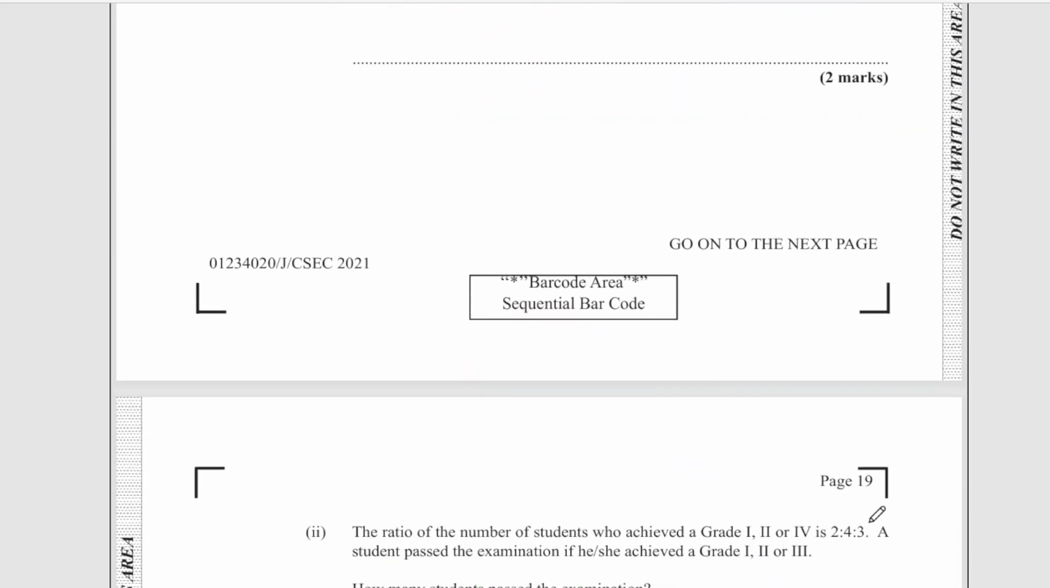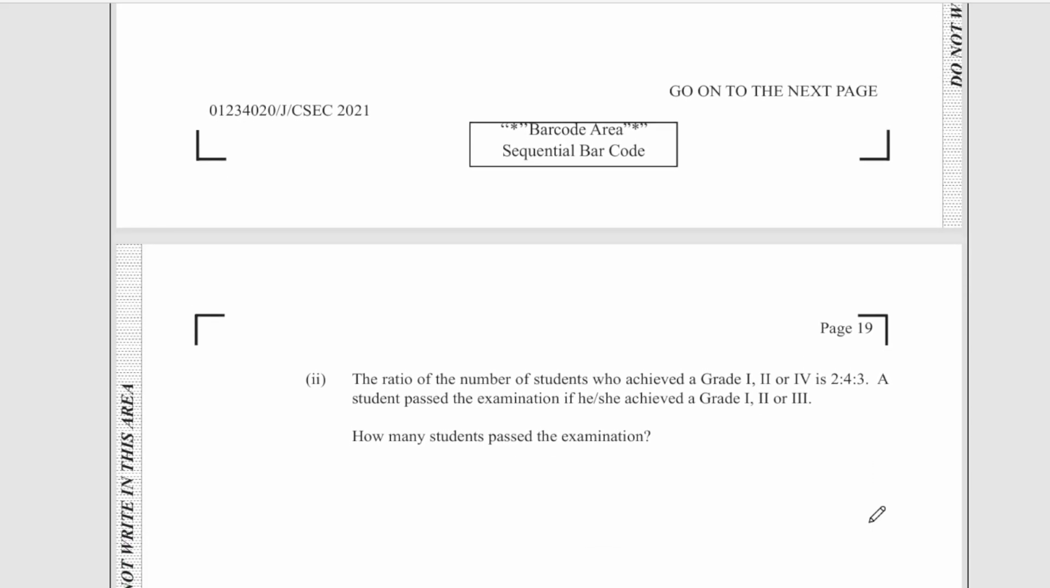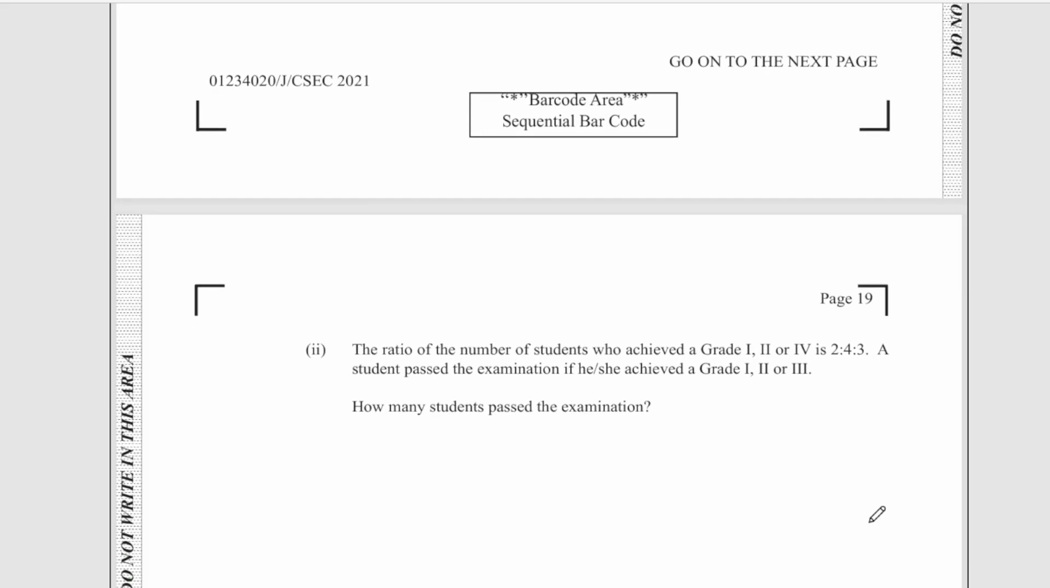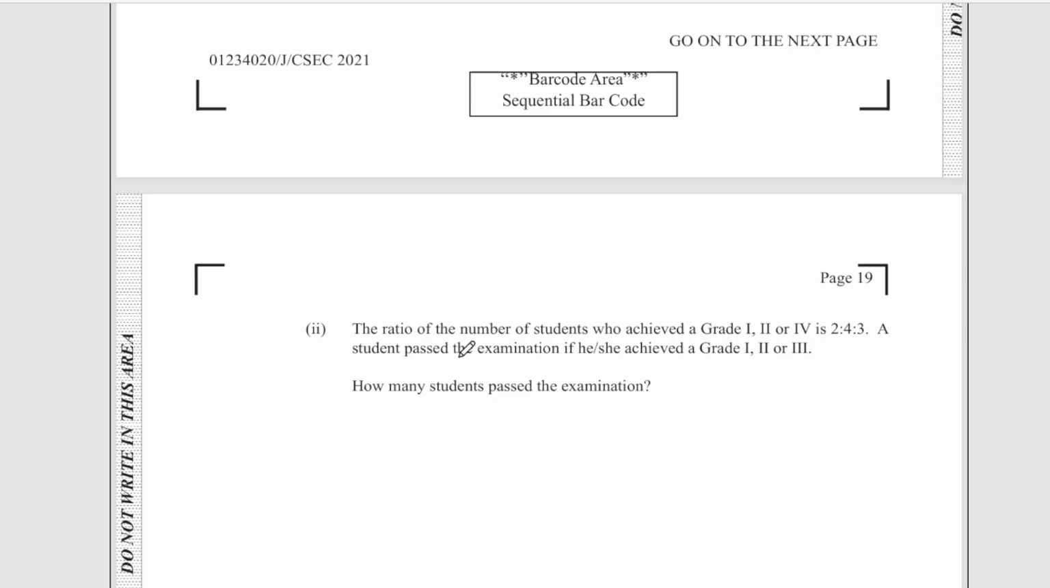Right, let me look at this other part. The ratio of the number of students who achieve a grade 1, 2, or 4 is in the ratio 2 to 4 to 3. A student passes the examination if he or she achieve a grade 1, 2, or 3. How many students pass the exam? Okay. So if they want to know how much students pass the exam, we need to know how much got grade 1, how much got grade 2, how much got grade 3, and then total them up.